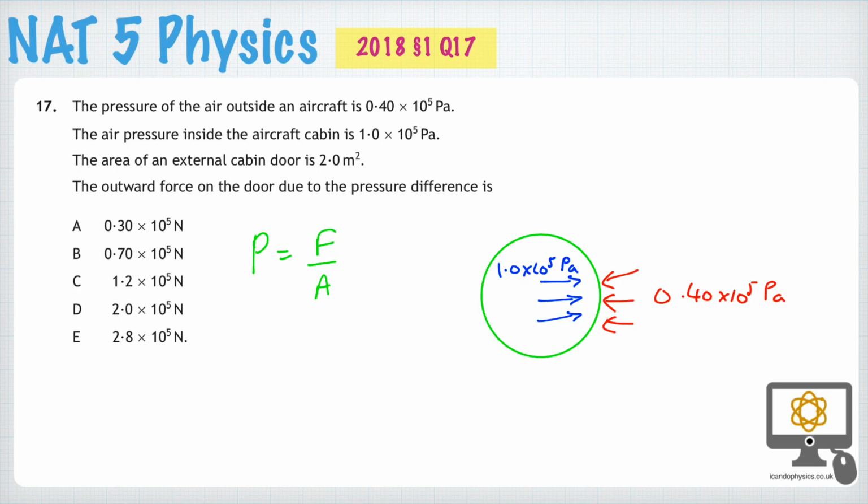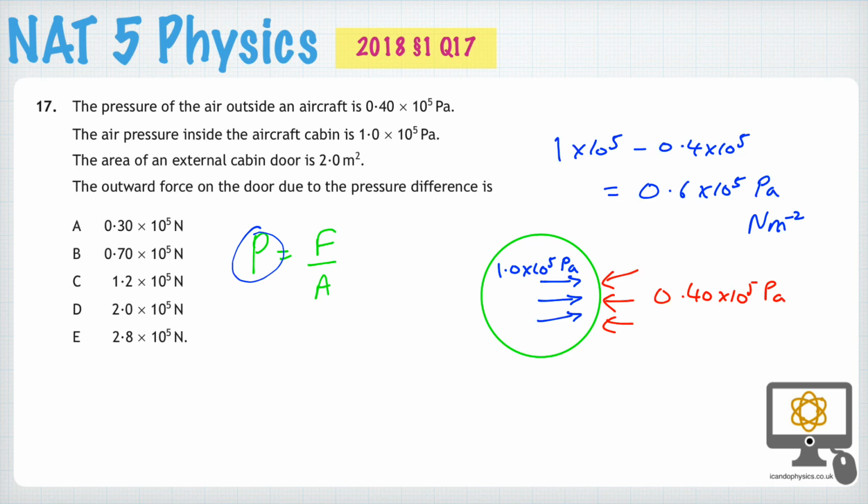And so really what we want to think about, the P in this equation here, is really the difference between these two pressures. And so that overall pressure is a pressure pushing outward on the door, and it's the difference between these two. So 1 times 10 to the 5 minus 0.4 times 10 to the 5 is obviously 0.6 times 10 to the 5 pascals, or newtons per square meter. And so that's the force on 1 square meter.